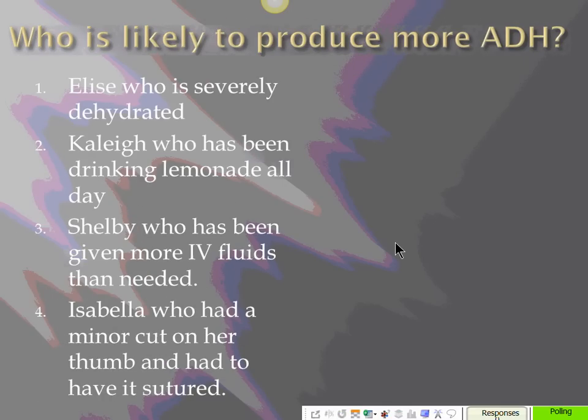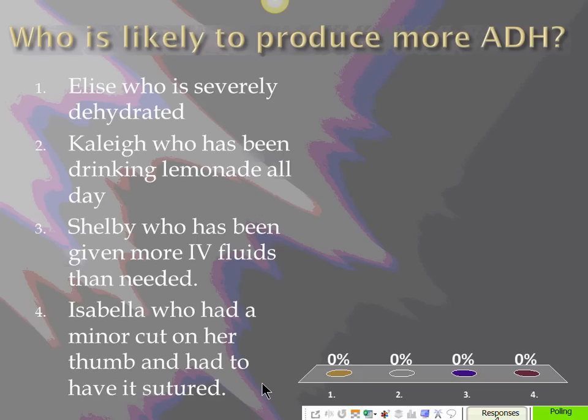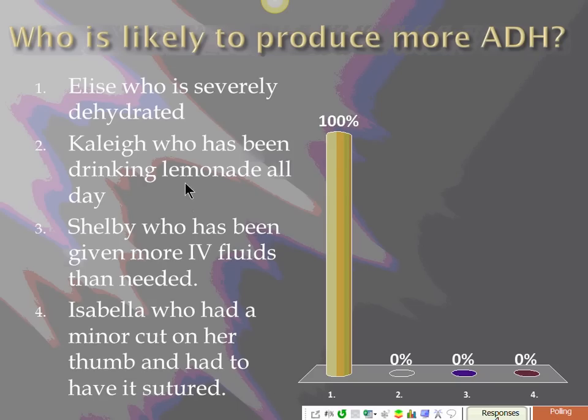And here, who is likely to produce more ADH? Very good, yes. Elise is severely dehydrated, so she needs ADH. She doesn't want more fluid to get out of her body. These two have enough fluids. And here, that's why I said she has a minor cut. She's not really bled too much. Her blood volume hasn't been lost much. So she wouldn't be really producing ADH.